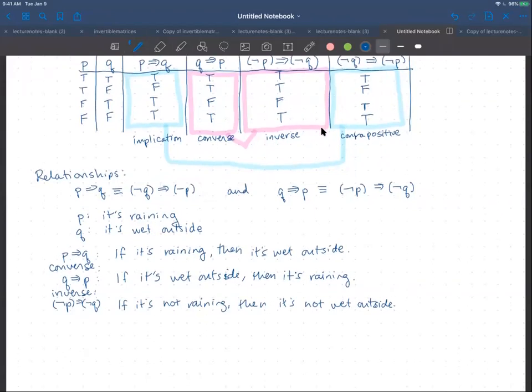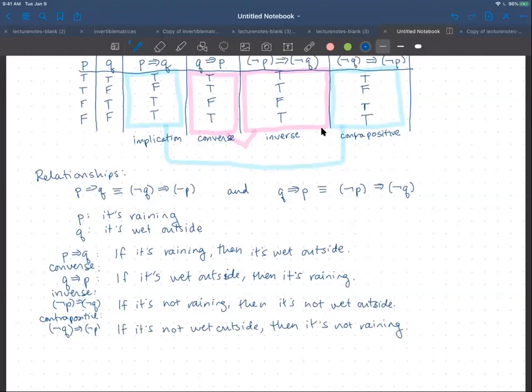And finally, we've got the contrapositive. That's not Q implies not P, which would read, if it's, oops, let me fix this. If it's not raining, or sorry, if it's not wet outside, then it's not raining. And that is logically equivalent to our original implication.